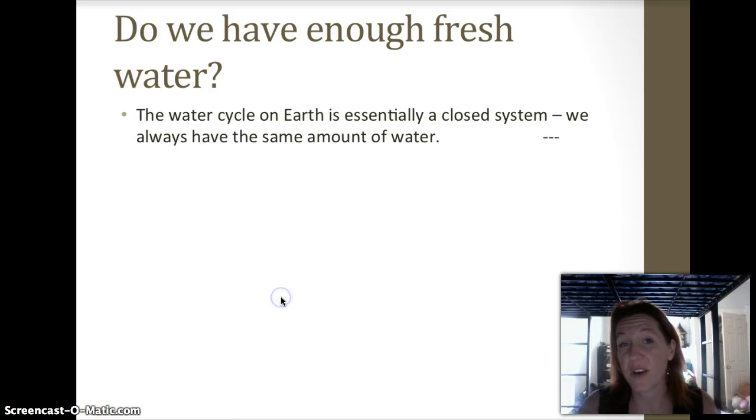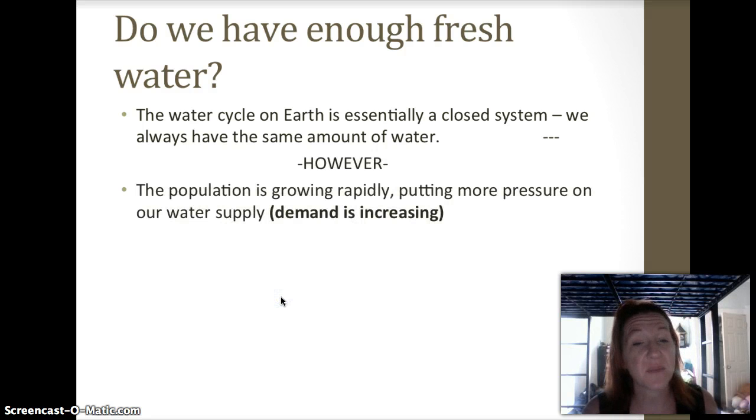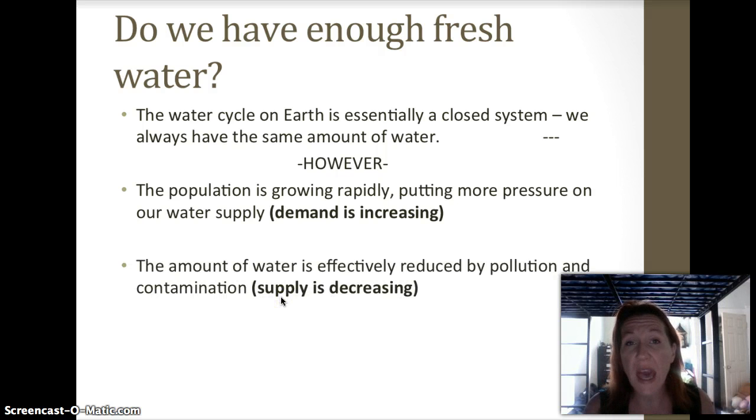Do we have enough fresh water? Now that you've seen the statistics of how much is actually available to us, is it enough? Well, the water cycle on Earth is actually a closed system. So that means that we can't add water, nor can we take it away. So we're always going to have the same amount. However, because our population of humans is growing rapidly, this puts more pressure on the water supply. So our demand is increasing, and even though the actual amount of water is the same, it's effectively being reduced because of pollution and contamination and misuse of our water resources.